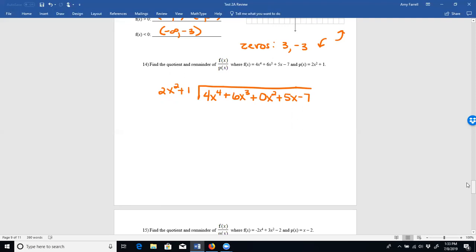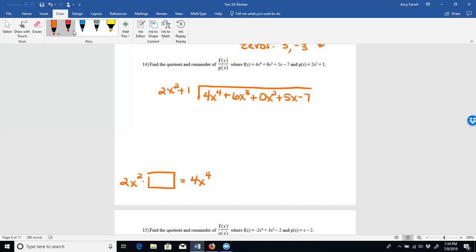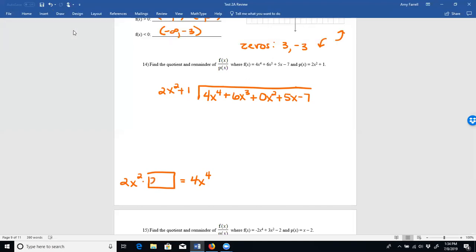So we start and we look at the first term of the divisor and the first term of the dividend, and we ask ourselves, what can I multiply 2x squared by in order to get 4x to the fourth? That answer, whatever that may be, is going to be the start of our quotient. So 2x squared times 2x squared gives us a 4x to the fourth. So this is a 2x squared. Oops, sorry, I tried to change colors. Oh well, guess it didn't work. So 2x squared goes up here, begins our quotient.